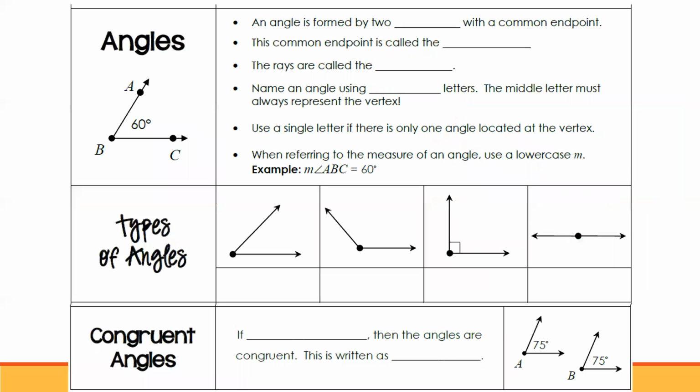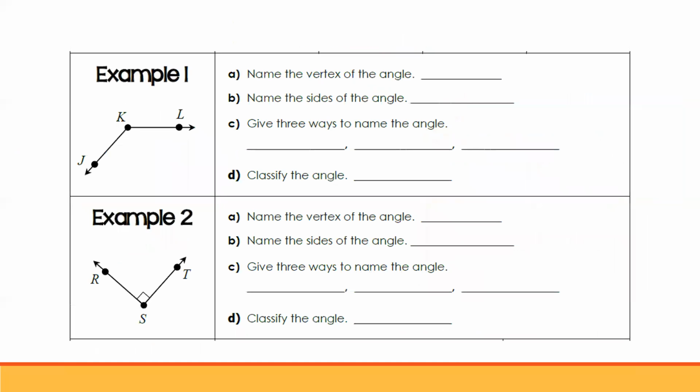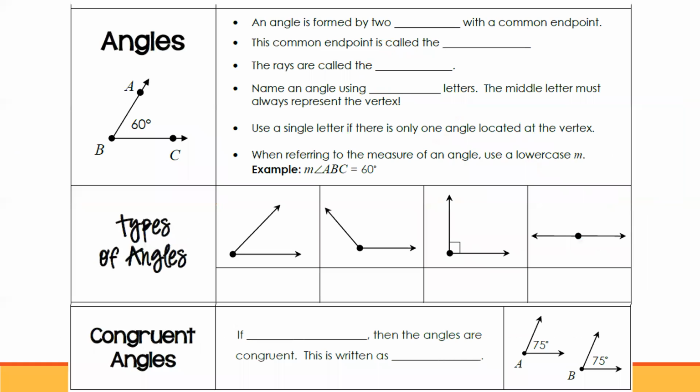All right. So we're going to talk about angles. Hopefully you've learned about angles before, but just in case, we'll define what an angle is. An angle is formed by two rays with a common endpoint.